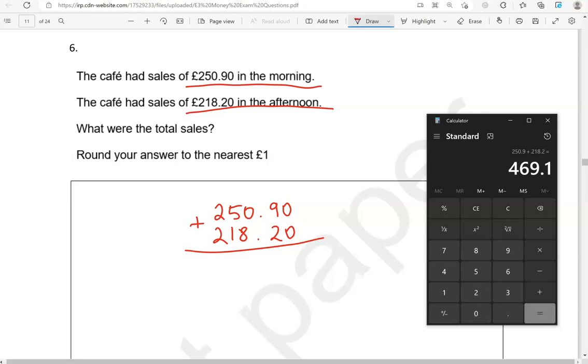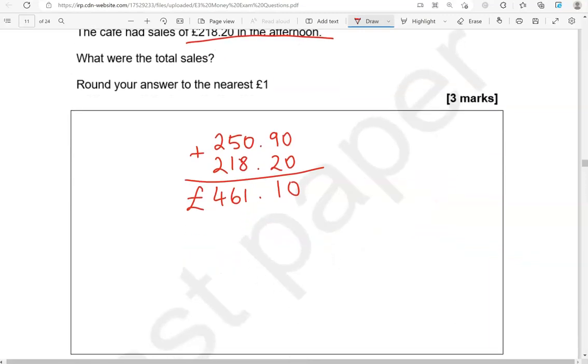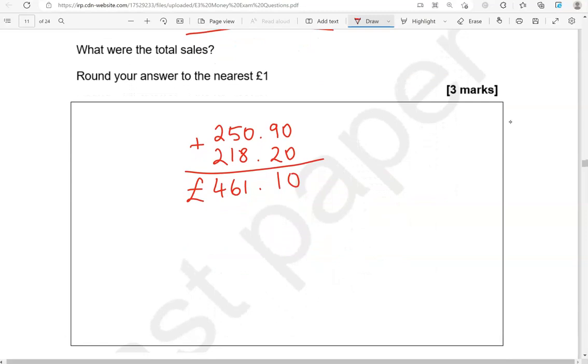gives us 469.1. So we need to add a 0 at the end to make this £461.10. We've got to give our answer to the nearest £1. So that means 461.10 will need to be rounded. This will be the cut-off point because we need to get a whole number, not a decimal.